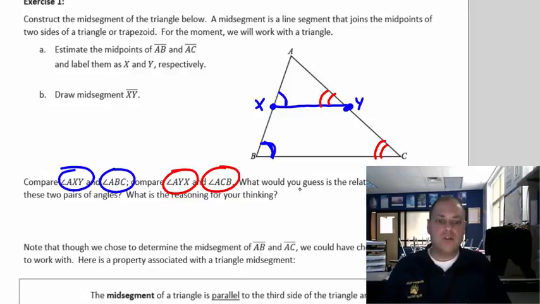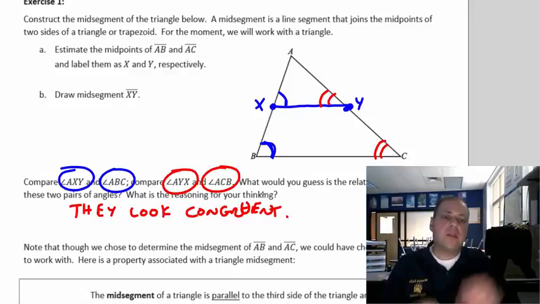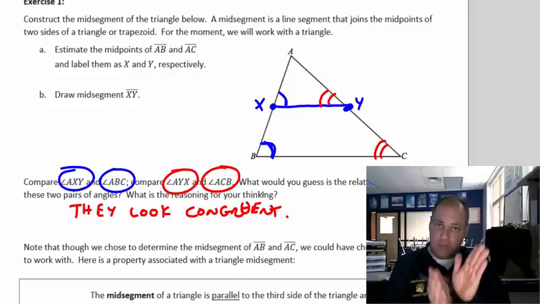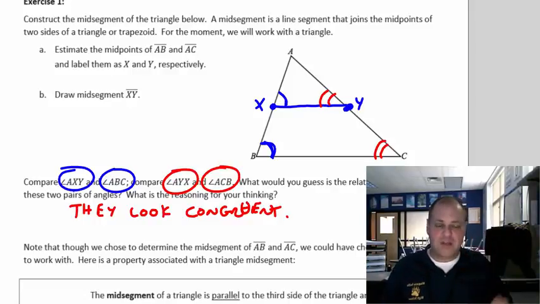What would you guess is the relationship between these two pairs of angles? What is the reasoning? They look congruent, and they are. It turns out that they are. We could do constructions and take a protractor and measure the angle and everything. If I can give you a protractor in class tomorrow, we can measure it out. We'd have to actually construct it though.